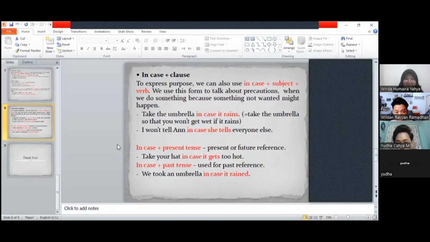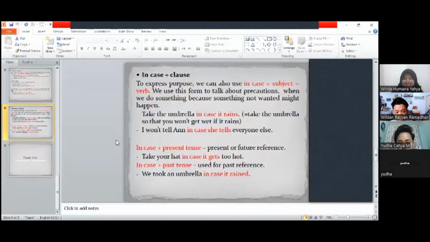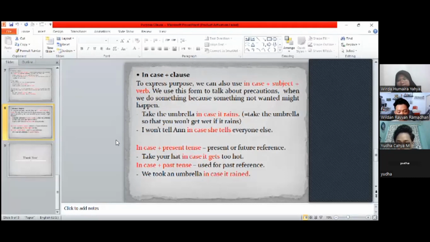Next example is in case plus clause. To express purpose, we can also use in case plus subject plus verb. We use this form to talk about precautions, when we do something because something unwanted might happen. Take the umbrella in case it rains. Take the umbrella so that you won't get wet if it rains. I won't tell Anne in case she tells anyone else.